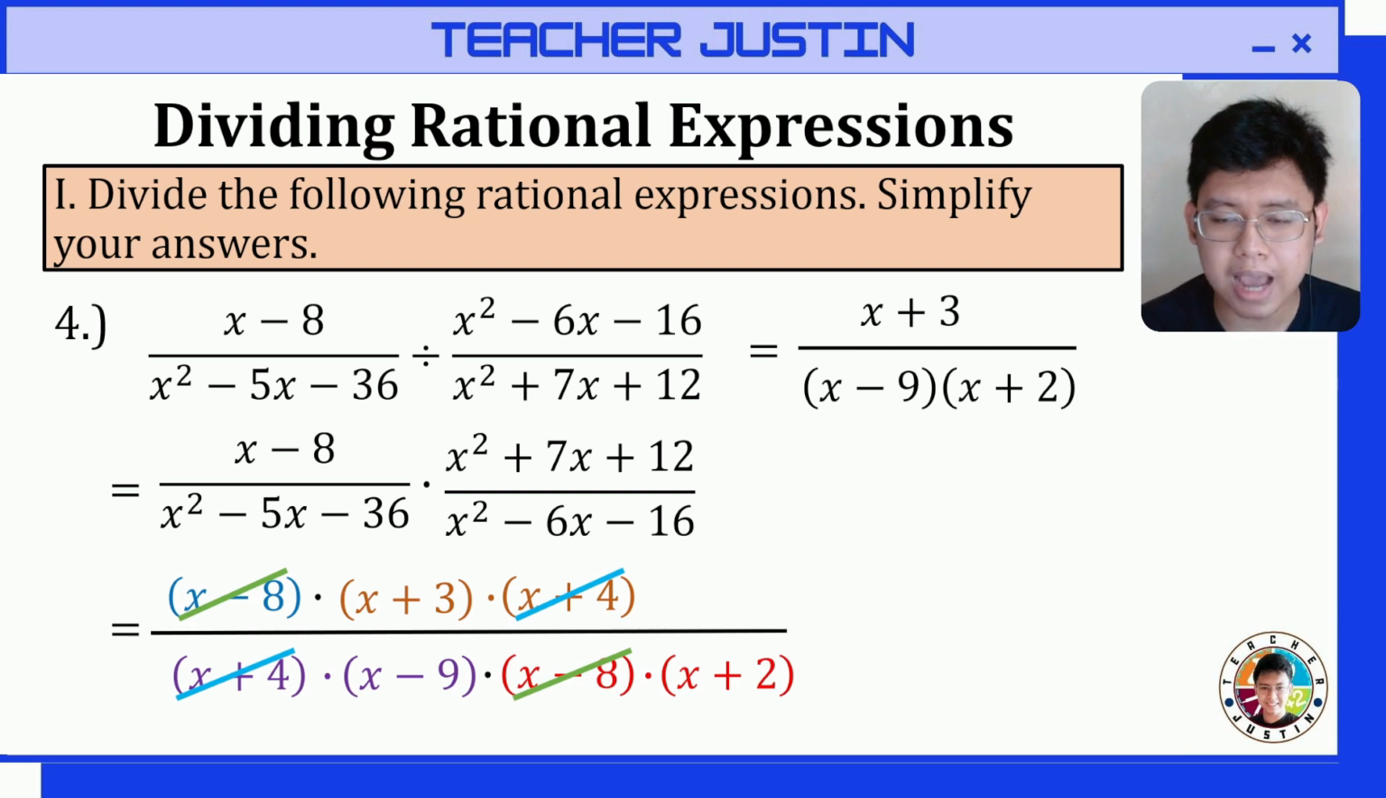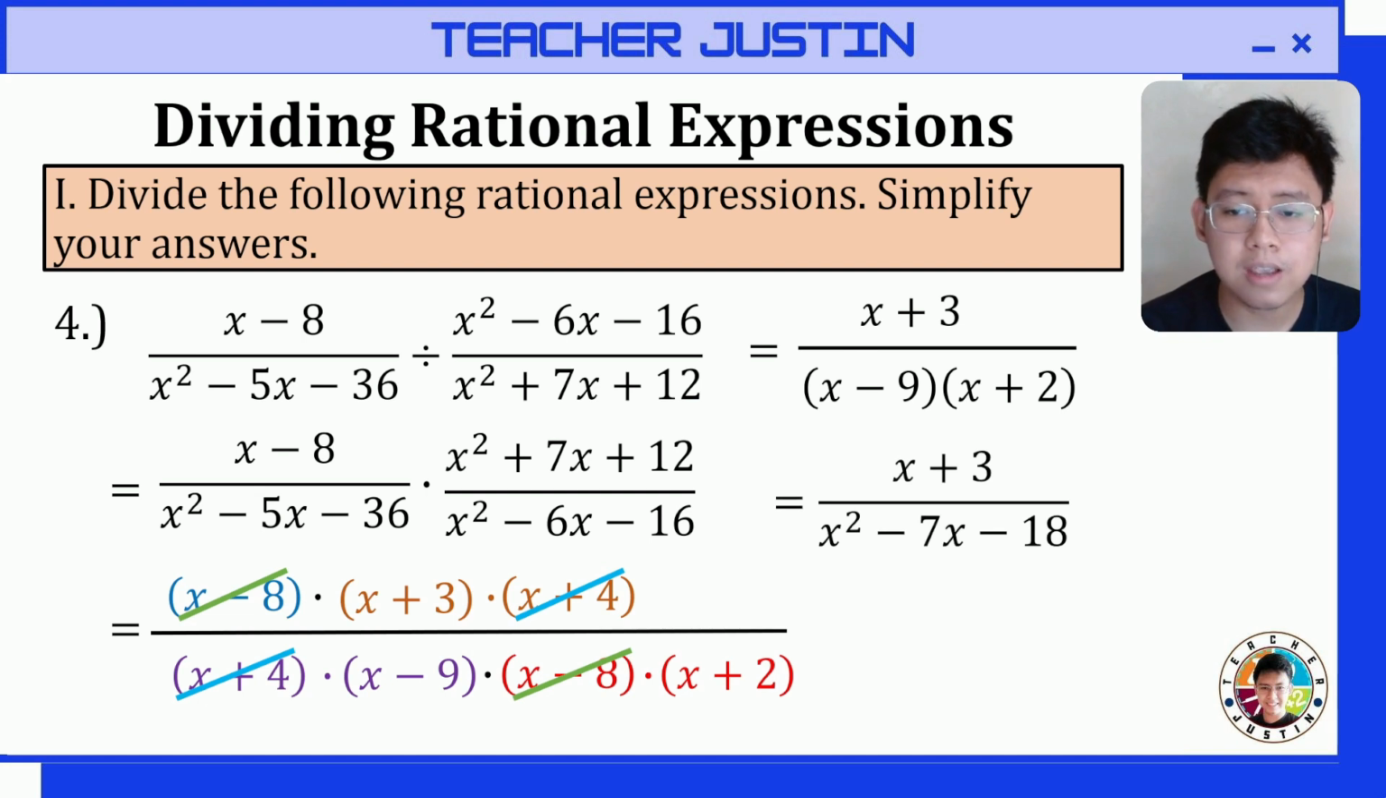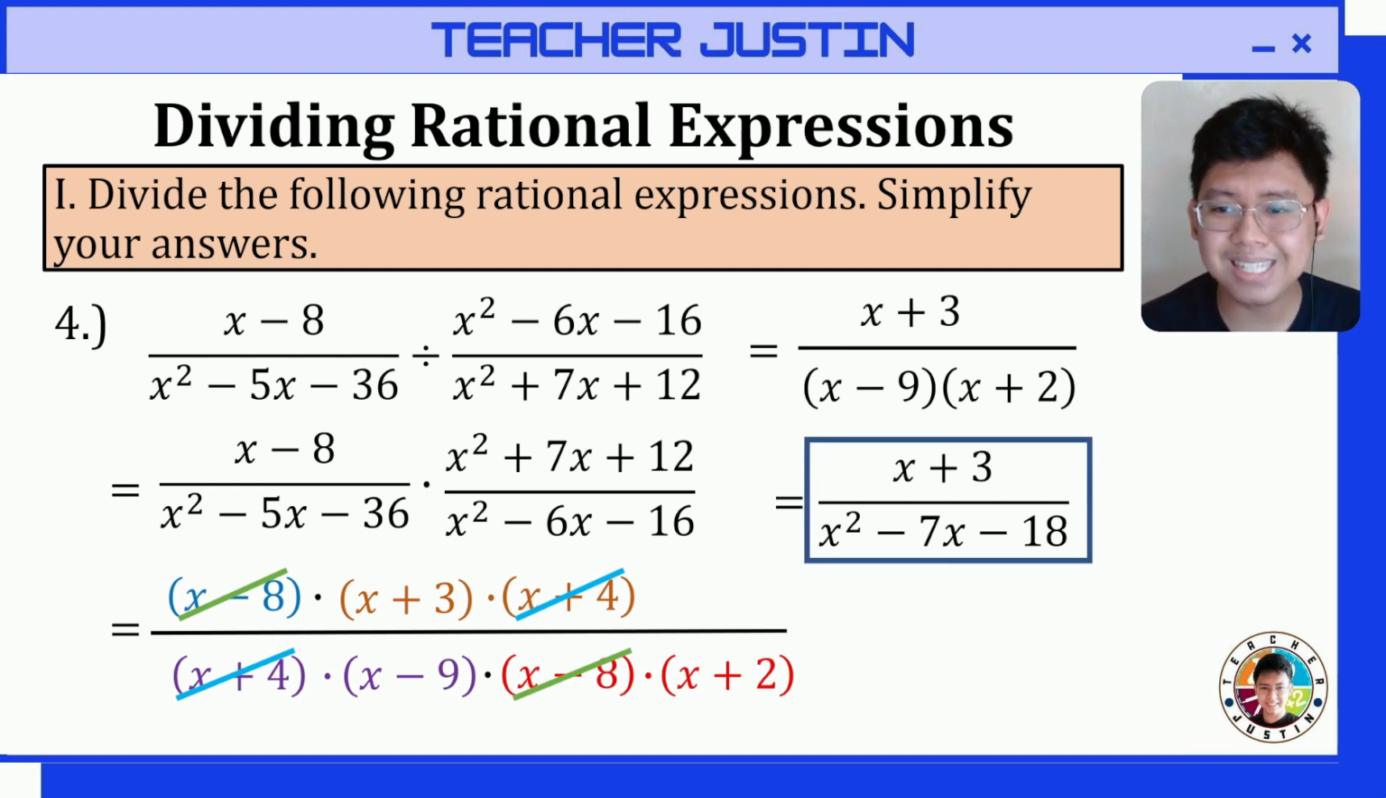Now, let's multiply them. x minus 9 times x plus 2 will give us x squared minus 7x minus 18. Now, our quotient for these rational expressions will be x plus 3 all over x squared minus 7x minus 18. And that's it. That will be our final answer.